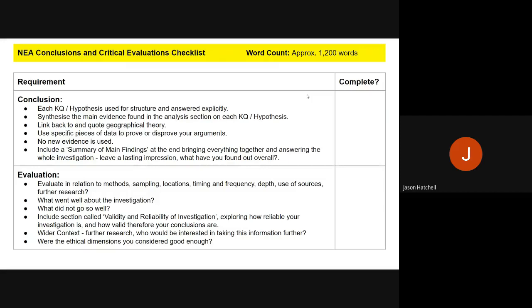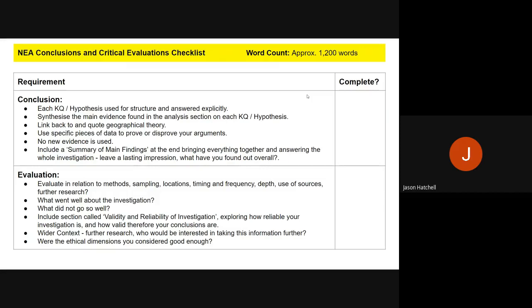You should not put anything new in a conclusion. It should be evidence that you have used in your analysis. And finally, at the end of your 3 different key question or hypothesis conclusions, you should have a summary of main findings section. And this brings all of those 3 different conclusions together to leave a lasting impression on the reader or the examiner, telling them exactly what you have found out about your whole investigation overall. What is the answer to the question you set out with from the beginning?